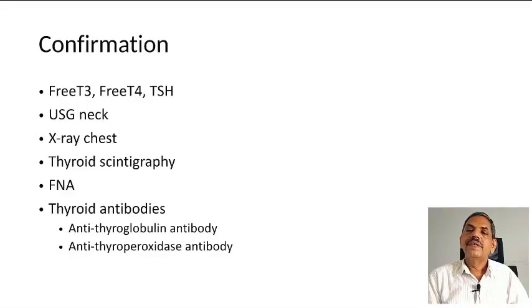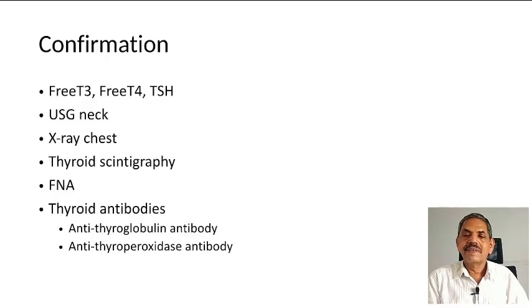For confirmation of the thyroid function and the goiter, we have to do a set of investigations: free T3, free T4, TSH, mainly for assessing the thyroid function status of the patient. Next, USG neck, and next X-ray chest, mainly to see whether there is any retrosternal extension.